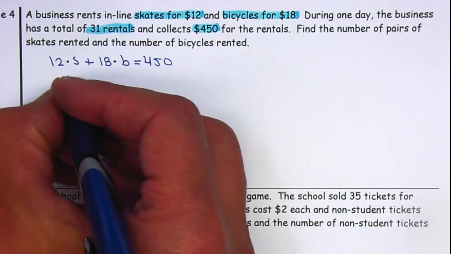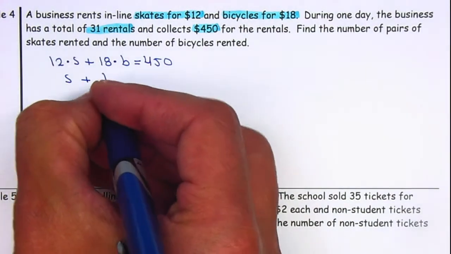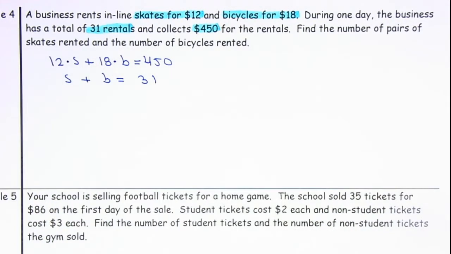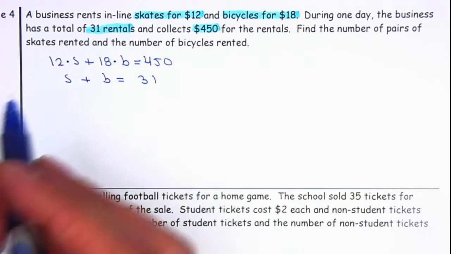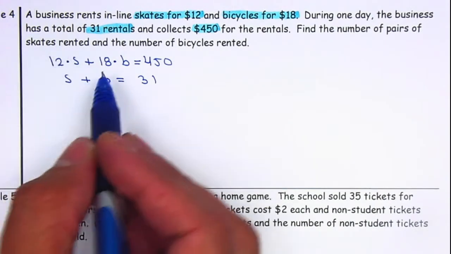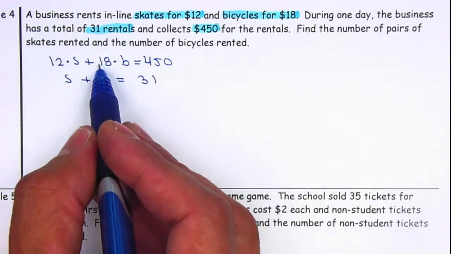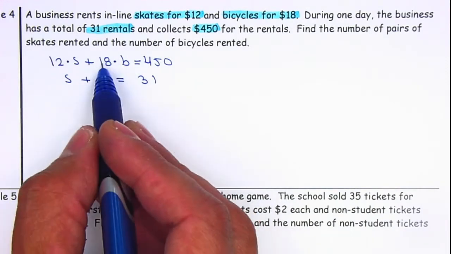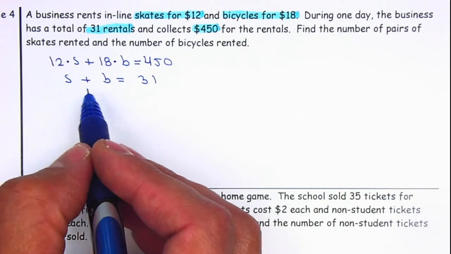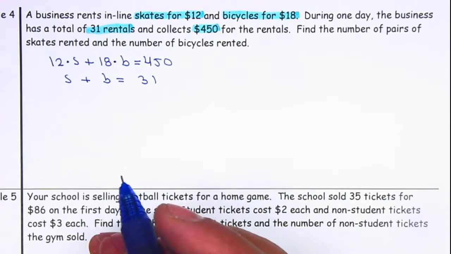Underneath, S will be the number of skates plus B will be the number of bicycles, and that will be equal to 31. So remember, 12S is the amount of money that you're going to make from the skates. 18B will be how much money you'll be making for the bicycles, and that'll total 450. Underneath we have skates plus bicycles equal to 31.